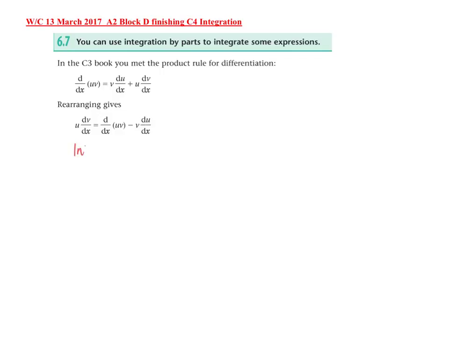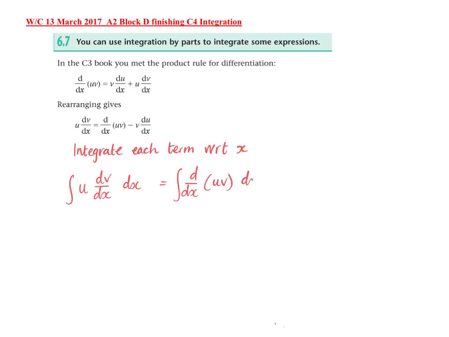so integrate each term with respect to x gives us the integral of u dv by dx, and the dx part is with respect to x, and then d by dx of uv with respect to x, and then integrate the last part, du by dx, the dx.